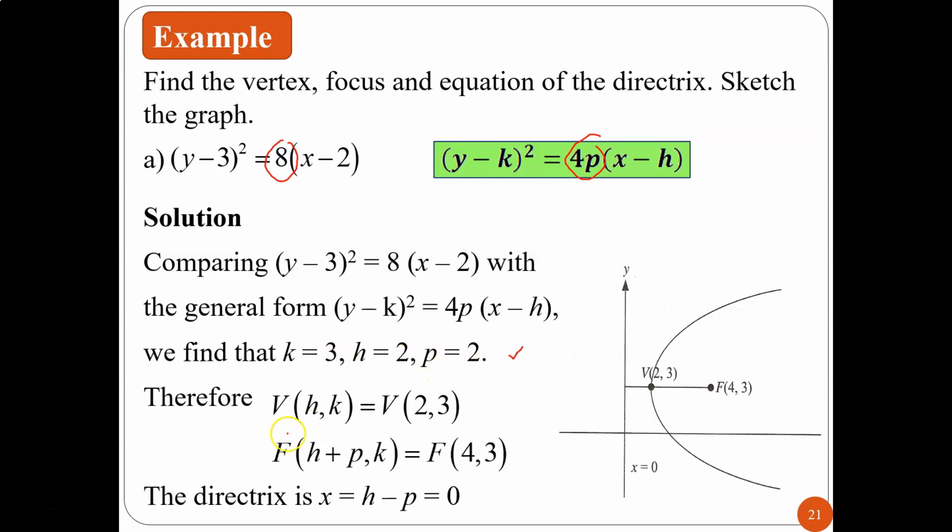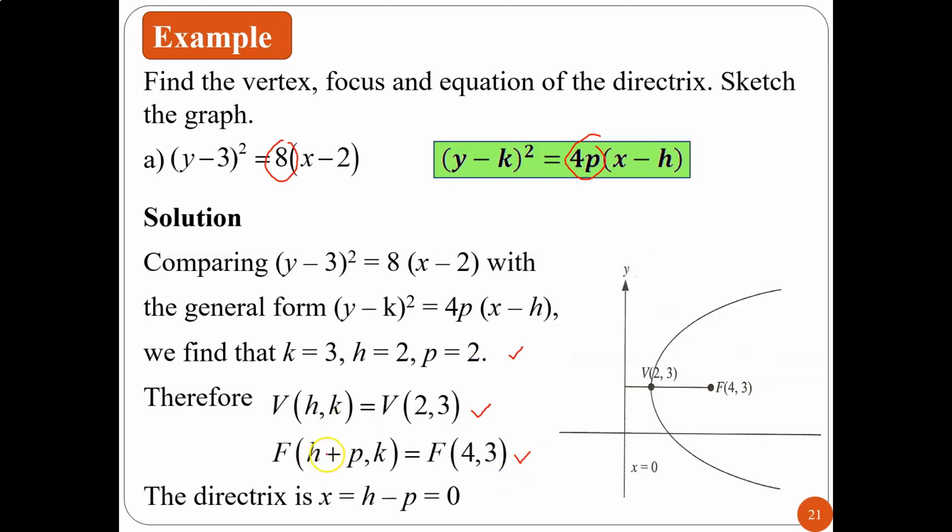So from here I just simply plug in the values. My vertex V is the point (h, k). When you substitute h equal to 2 and k equal to 3, you get this point. While for the focus F, remember the one that is changing is your x-axis, h plus p. So you just plug in the values, what is your h, plus p over here. So you will get this point and this point.